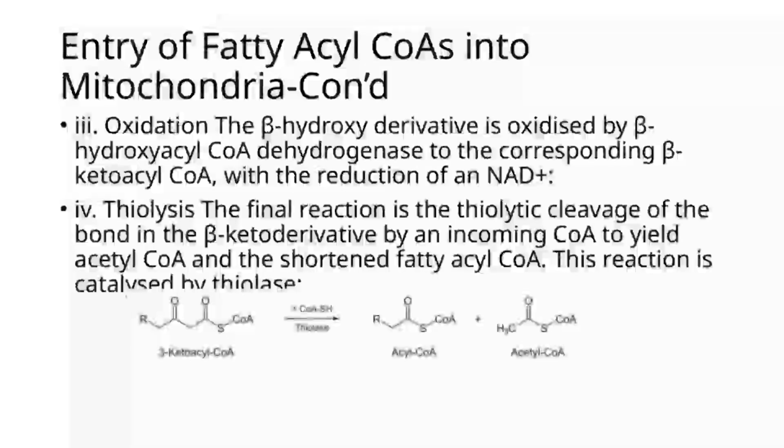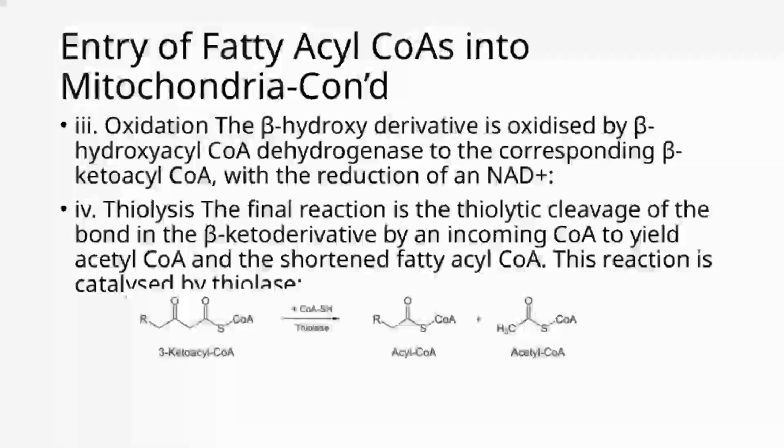Following that, we have the thiolysis step. Here, a CoA molecule comes in and cleaves the bond in the beta-keto derivative. This reaction results in the formation of acetyl-CoA, which can enter the citric acid cycle, and a shortened fatty acyl-CoA, ready to undergo another round of oxidation. This cleavage is catalyzed by the enzyme thiolase. These steps, oxidation and thiolysis, are vital because they systematically break down fatty acids into acetyl-CoA units, fueling our energy production. It's a finely tuned process that highlights how fatty acids are efficiently transformed into usable energy within the mitochondria.